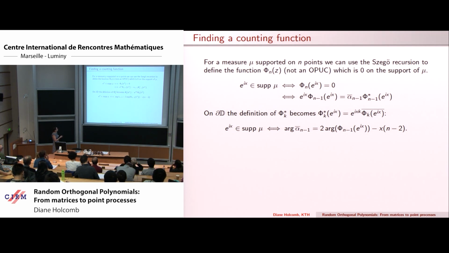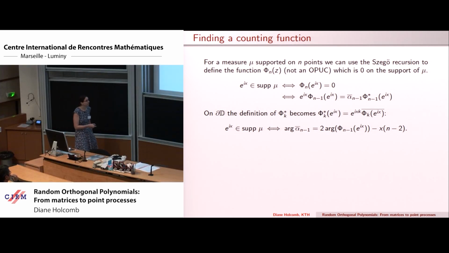And then if you use some extra condition with the phi_k star and you know that on the disk it's equal to this, you can go back and say, okay, now my e^{ix} is in the support of my measure if and only if the argument of this is twice the argument of phi_{n-1} minus x times (n minus 2).